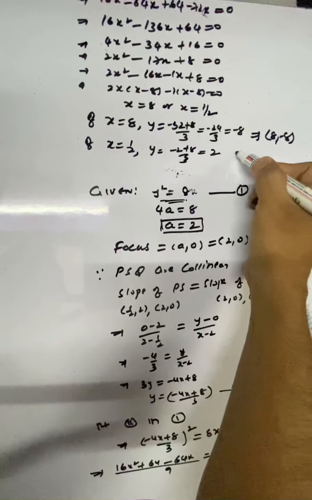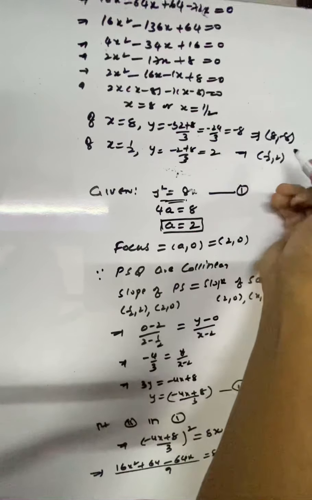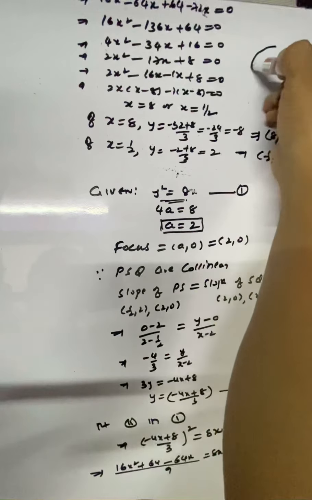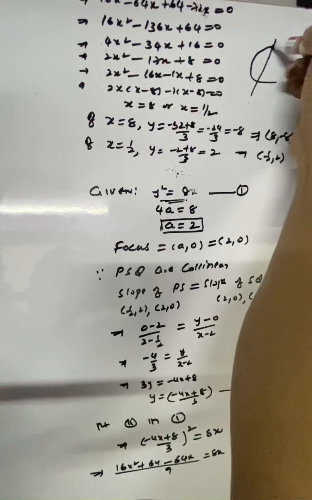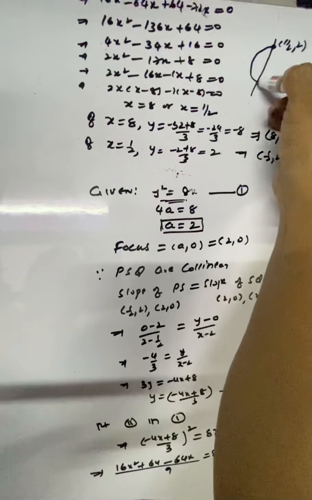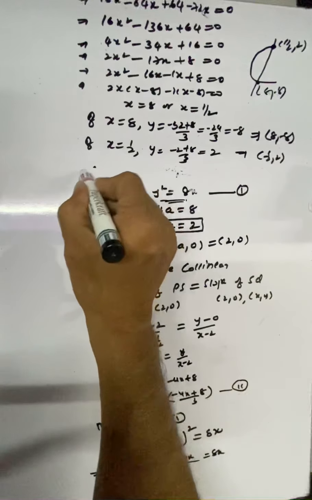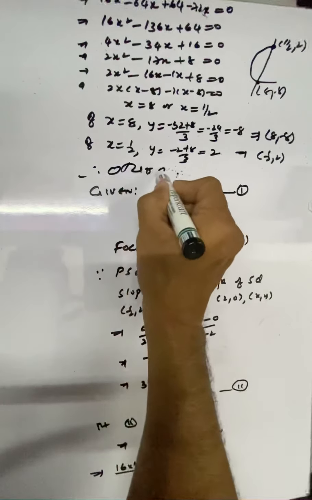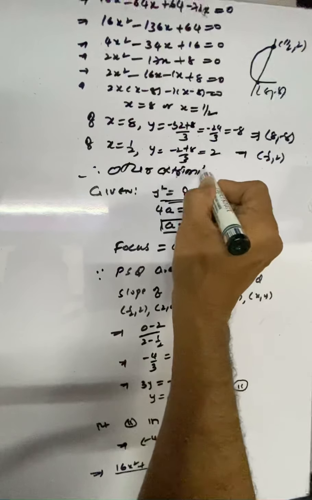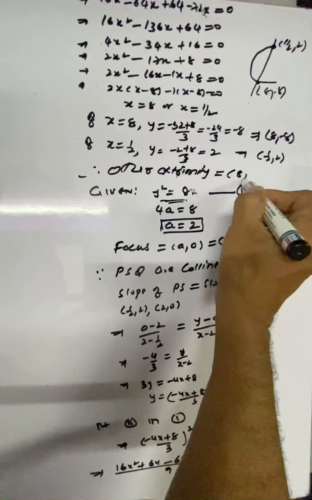If I substitute 1 by 2, the point will be 1 by 2 comma 2. See, in the question what they have given, one extremity is 1 by 2 comma 2. We have to find the other one. We got both extremities. So the other extremity is 8 comma minus 8. Therefore, the other extremity equals 8 comma minus 8.